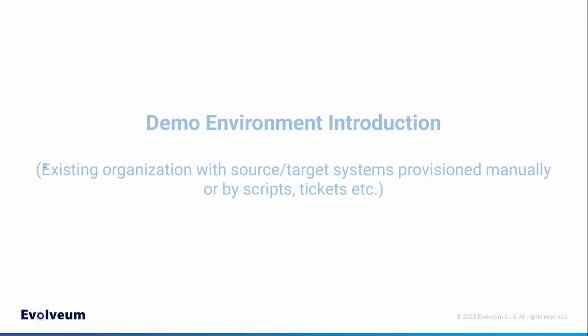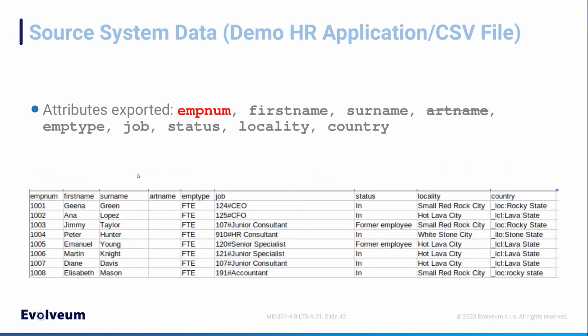Okay, to introduce the demo, and after two or three slides, we are going for it. We have a demo which is based on an existing organization which has source and target systems provisioned manually. So there is no existing IDM, only scripts, tickets, things like that. We have one source system, which is the demo HR application. You might probably know it from our Evolveum demo. This application is able to export the data to a CSV file.